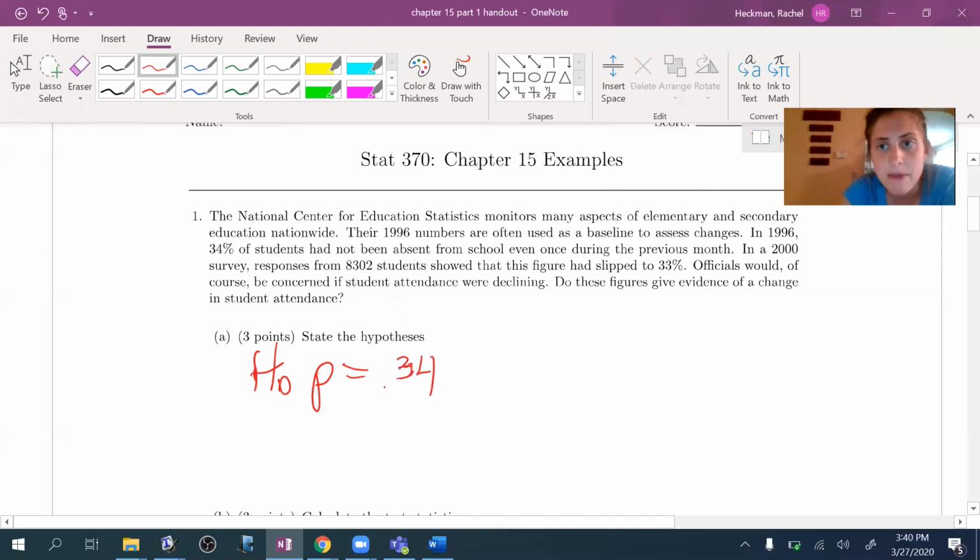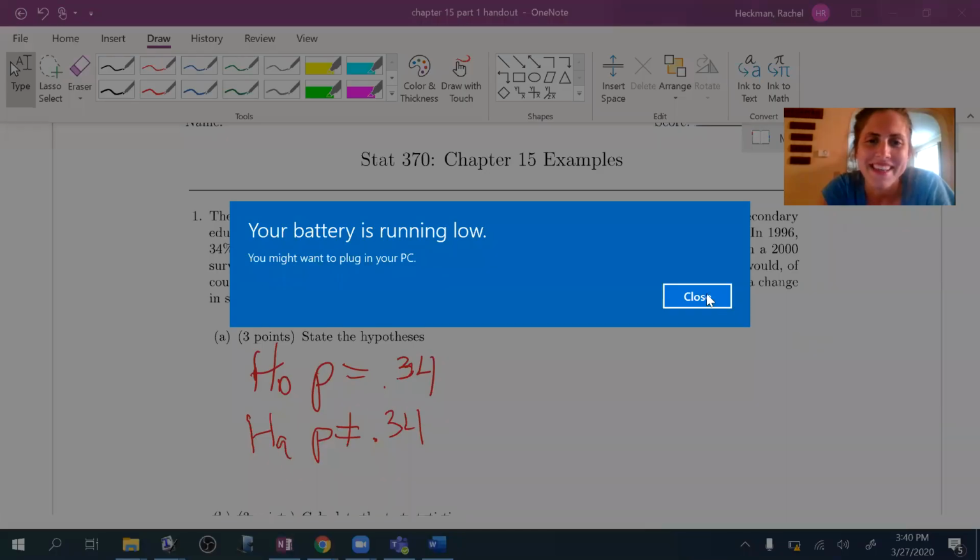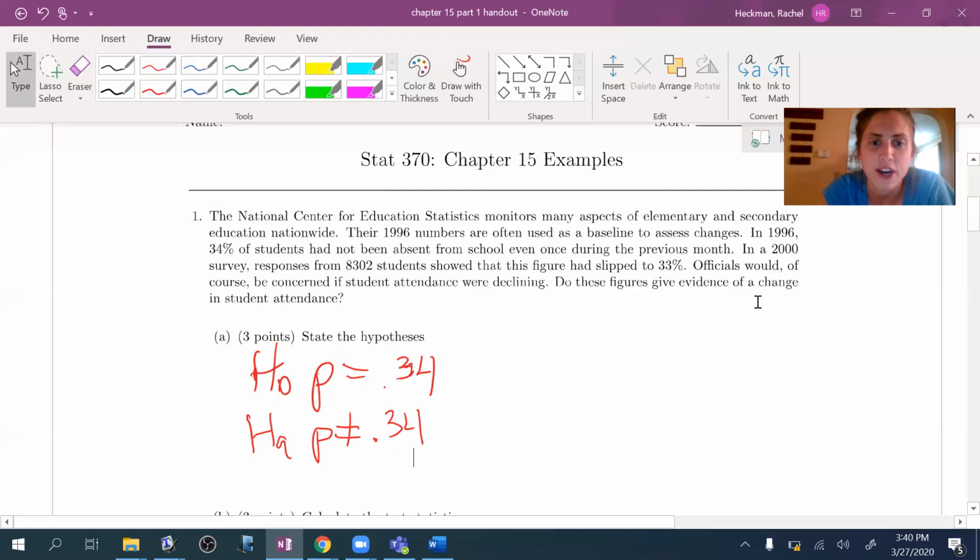And then my alternative hypothesis is what I want to prove. I want to prove there's a change in student attendance, that the proportion has changed. So in this example, I want to prove that it's not equal to 0.34. Now, if it asks, do these figures give evidence that our proportion has increased, I use a greater than. If they give evidence that the proportion has decreased, I do a less than. But since it's asking about change, I'm going to put a not equals.